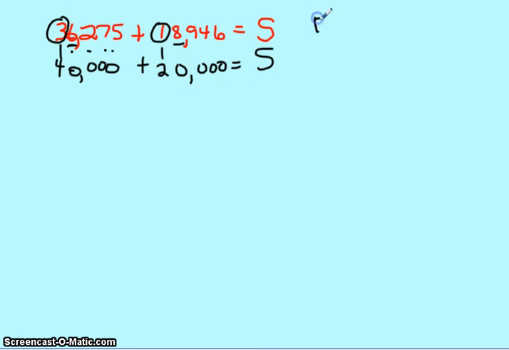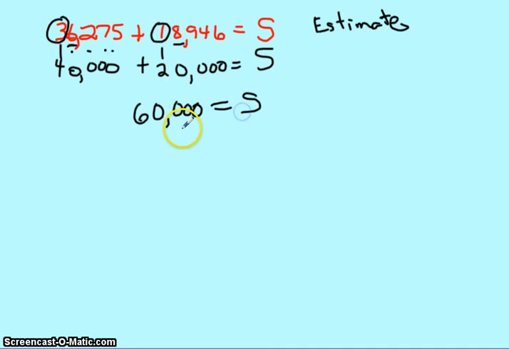Okay. So what is our estimate? That's a fancy name for an about. You need to know that, estimate. Our estimate for the sum of this is simple because this is just adding like 40 plus 20, which is 60, but we know we're dealing with thousands, so our estimate for the sum is about 60,000.